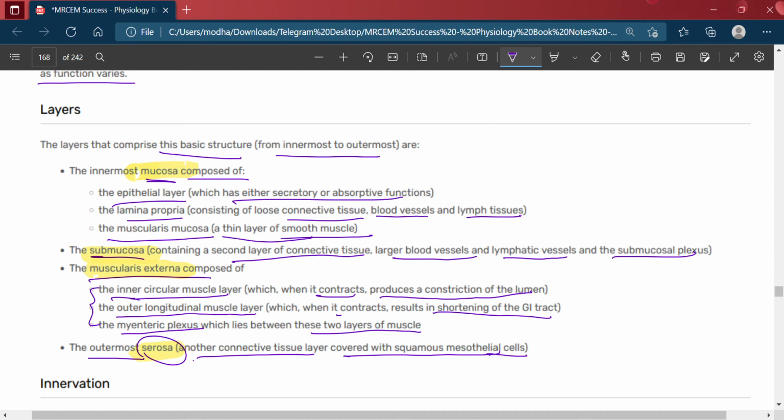The mucosa will contain the epithelium, lamina propria, and the muscularis mucosa. The muscularis mucosa has smooth muscle, and the epithelial layer has a secretory or absorptive function, and the lamina propria will have connective tissue, blood vessels, and lymph. Then the submucosa will also have connective tissue, and the outer serosa will also have connective tissue. The muscularis externa will have the inner circular, then the outer longitudinal layer, and the myenteric plexus, which lies in between.